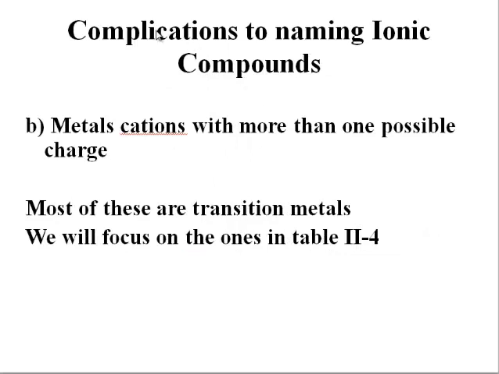We were discussing complications to naming ionic compounds, and we had just concluded dealing with polyatomic ions. We're now ready to discuss the second complication to naming ionic compounds, which is metal cations with more than one possible charge. Most of the metals that can have more than one possible charge in a compound are transition metals. In this course, we will focus on the metals in particular in Table 2.4.